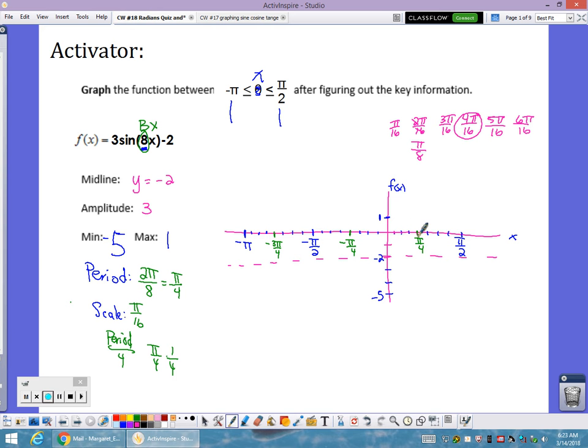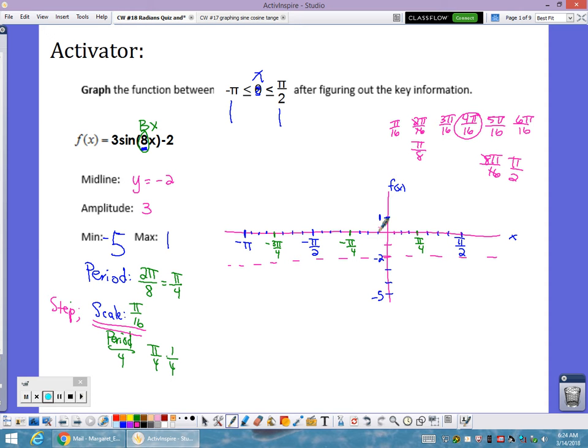So 4 pi over 16, 5 pi over 16, 6 pi over 16, 7 pi over 16, 8 pi over 16, and 8 pi over 16 simplifies to pi over 2. So that's what I call the scale, or the step, maybe some people call it the step, and maybe there's a better word for it, but it's basically what we're counting by, right?